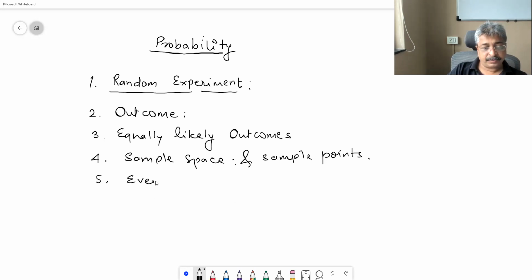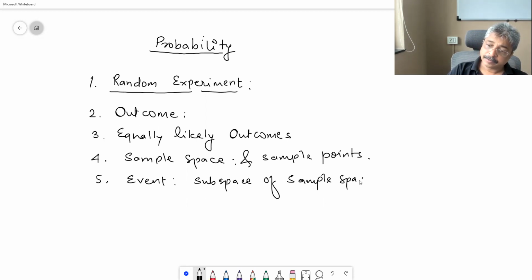Fifth, event. This is important because we will have to define an event for finding out the probability. Any subset of the sample space is an event. Six, simple or elementary event.